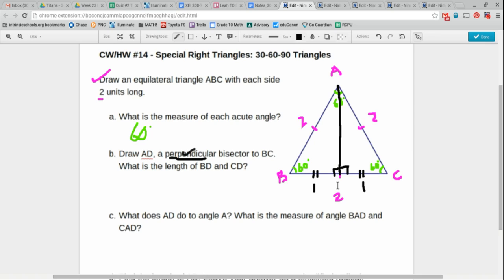So we drew the perpendicular bisector to BC. What is the length of BD and CD? That would be 1 unit long.